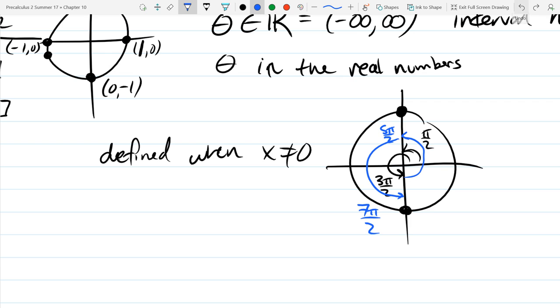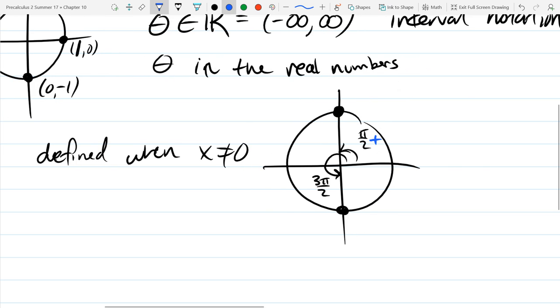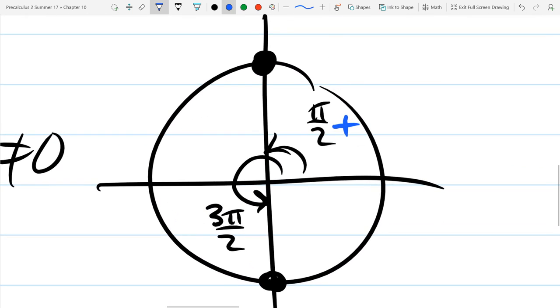So let's undo a little bit here, clean this up, get all this blue stuff off. What I'm going to do is write every name for the top angle, every name for the bottom angle, all at one time. So the top angle, just think of pi over 2, plus as many rotations as you want.